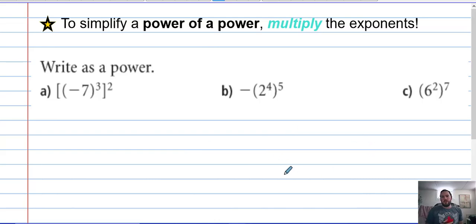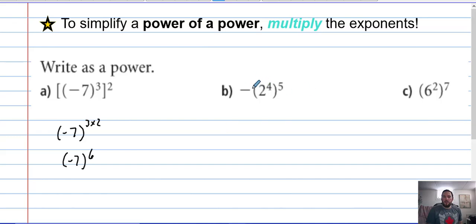So if I wanted to take questions like this, take a power to a power and simplify it, notice it says to simplify or to write as one singular power. All we have to do is take the exponents and multiply. So (-7) to the 3, all to the 2, becomes (-7) to the power of 3 times 2, which is (-7) to the power of 6. Negative inside my bracket, negative not inside my bracket.